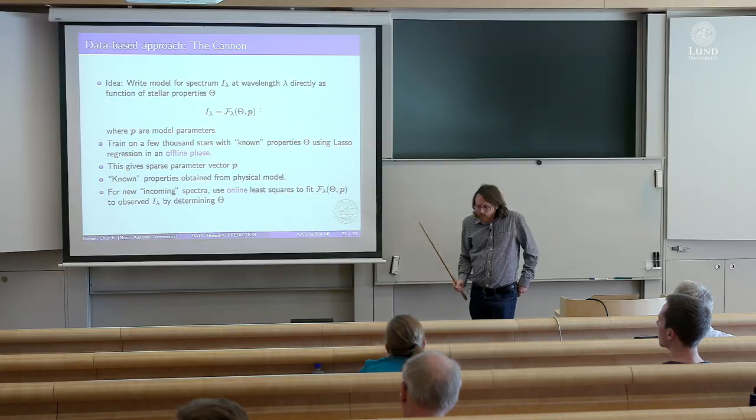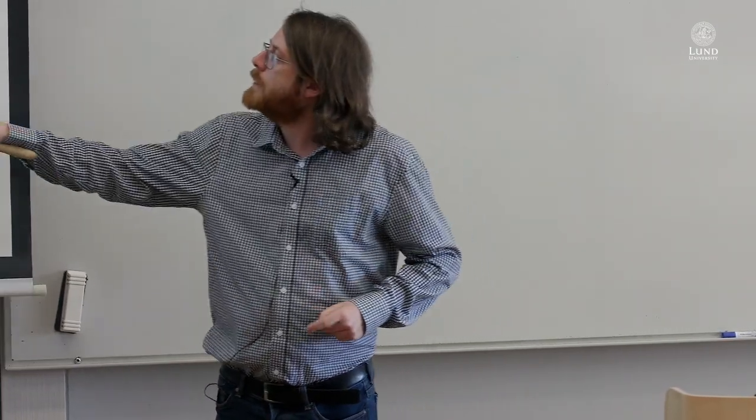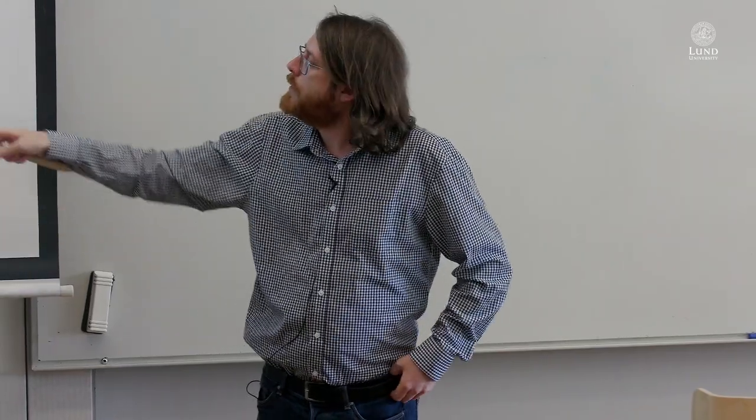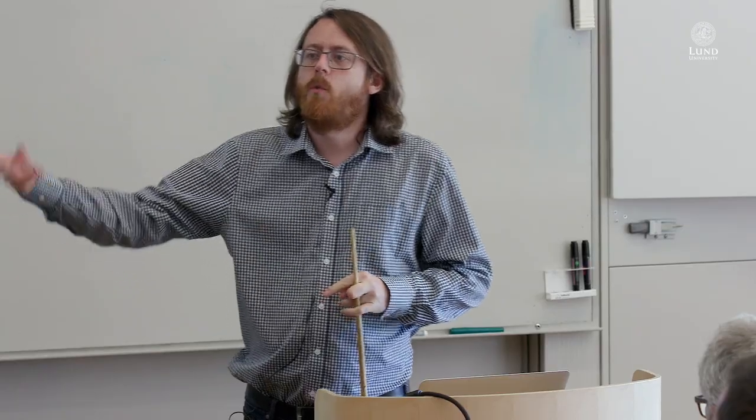And then you do all this offline. When you have your new spectra coming in, you do an online least squares fit to obtain the stellar parameters. And that's cheap. So for the models we're using, we can do that in under a second per spectrum, which is a performance you want given the rate of data that we expect to get from Formos.